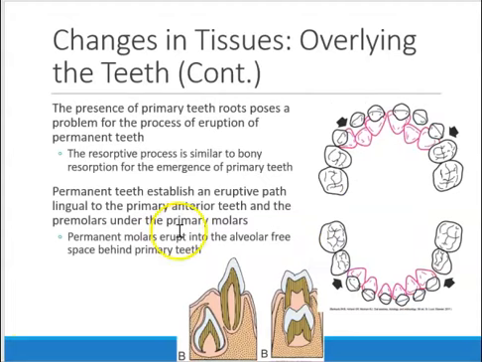Again, just to recap, this is the primary teeth and this is the permanent teeth. You can see the permanent teeth erupt lingually to the primary teeth. But when we look at the primary molars, the baby molars, the adult premolar grows right underneath that. With the anterior teeth, it grows lingually. With the primary molar teeth, the premolar adult tooth grows right underneath.